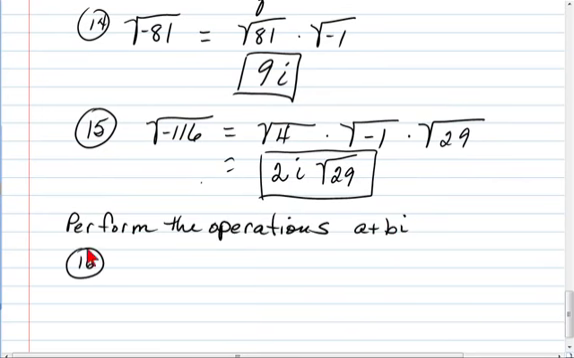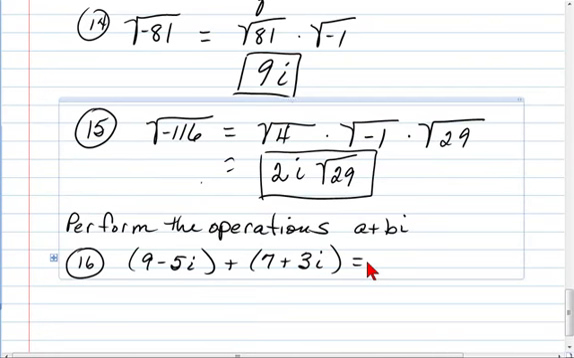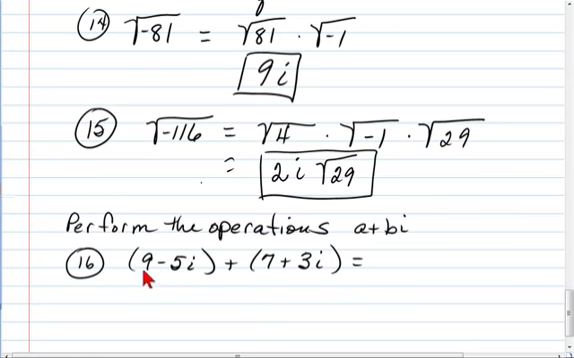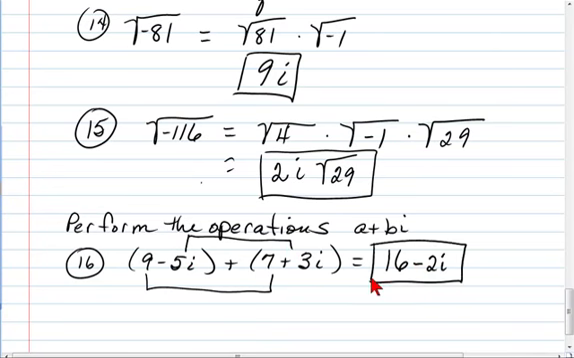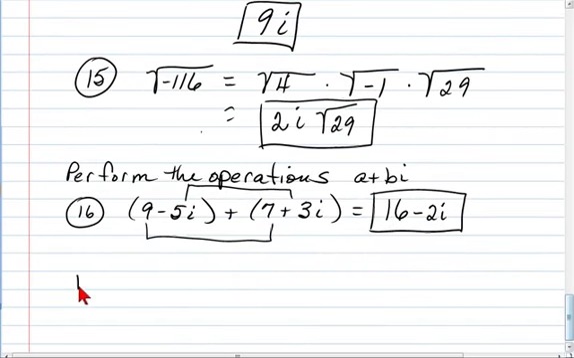Number 16, since we're studying complex numbers now, has 9 minus 5i plus 7 plus 3i. When you're adding complex numbers, you add the real parts. And here are my real parts. So I have 16. And add the imaginary parts for -2i, and that's my answer. And it is in A plus Bi form.